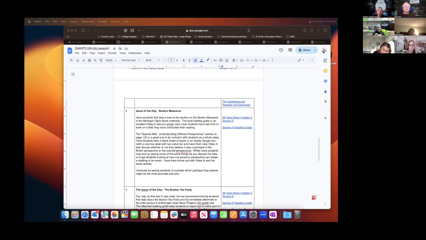And then when it comes to the Boston Tea Party activities, you can do this part in any order, but we recommend having students first read about the Boston Tea Party and its immediate aftermath in section 6 of Open Book's 5th grade text. Again, we've got that reading guide in there, and students have already done some report out and some activities centered around those various acts. And then finish with a story time.